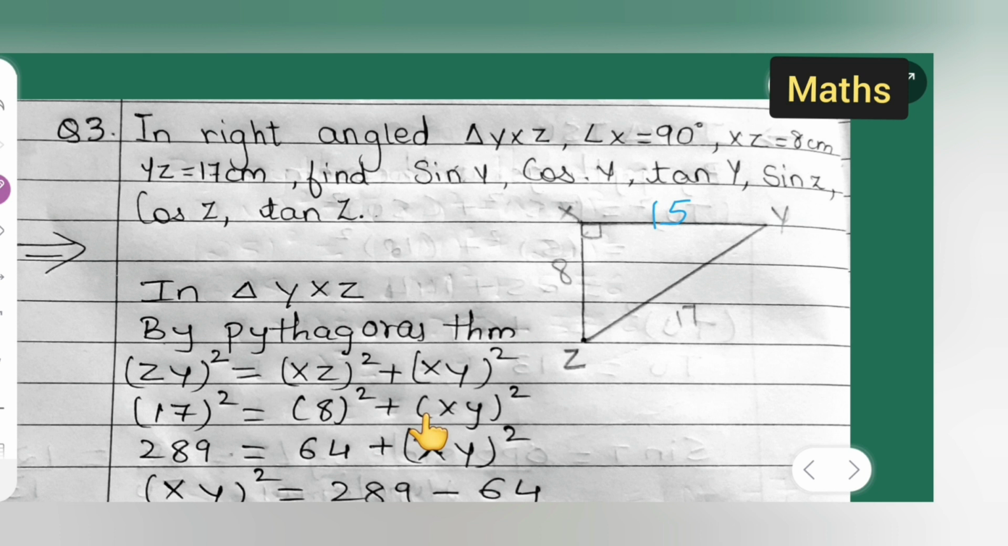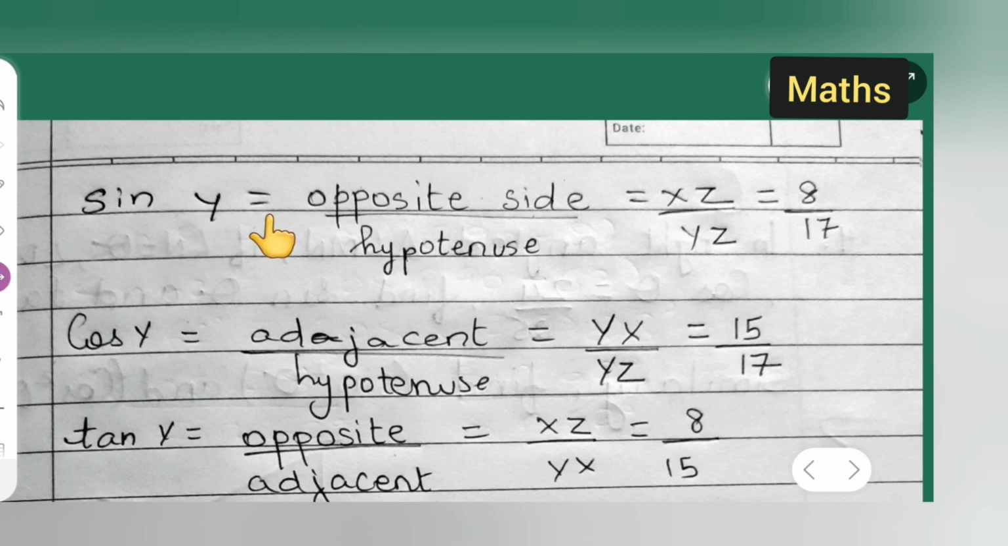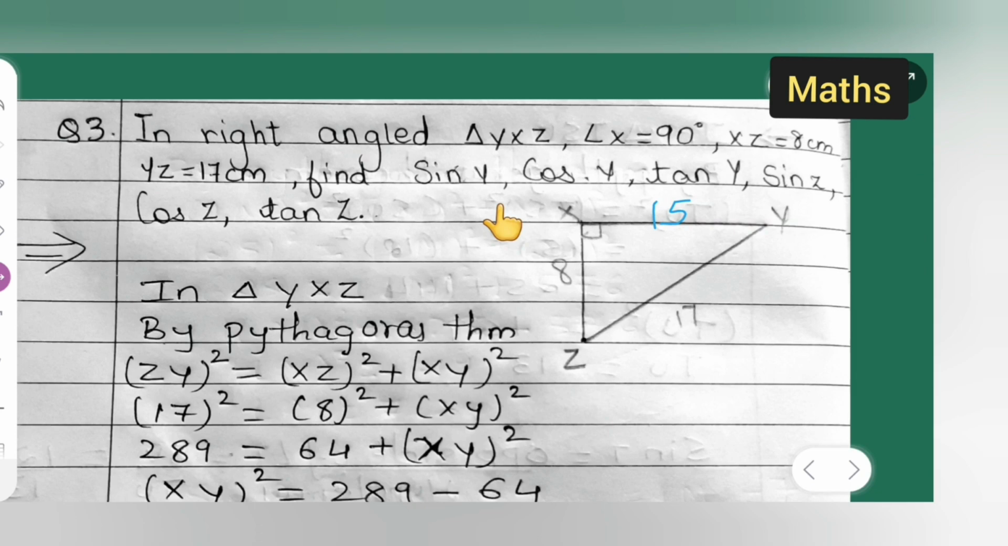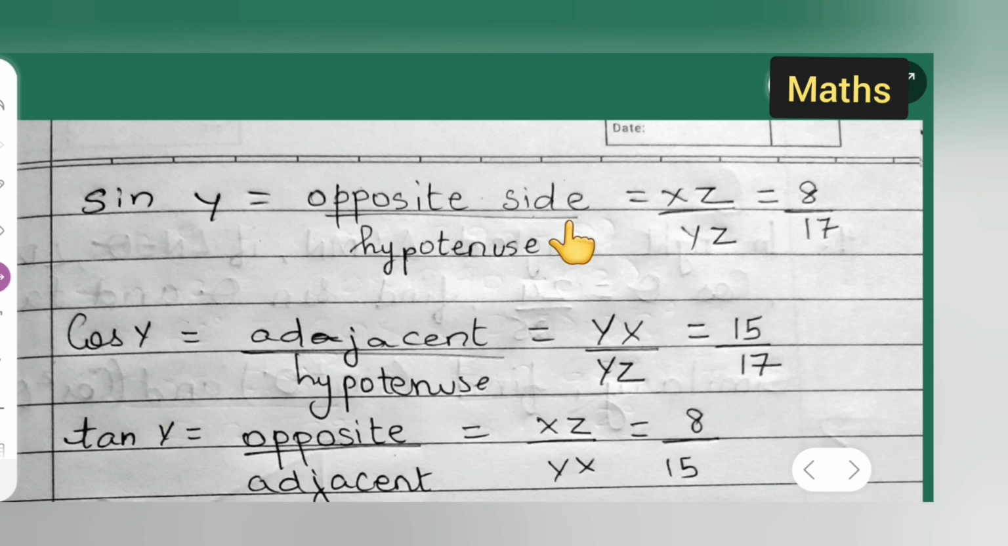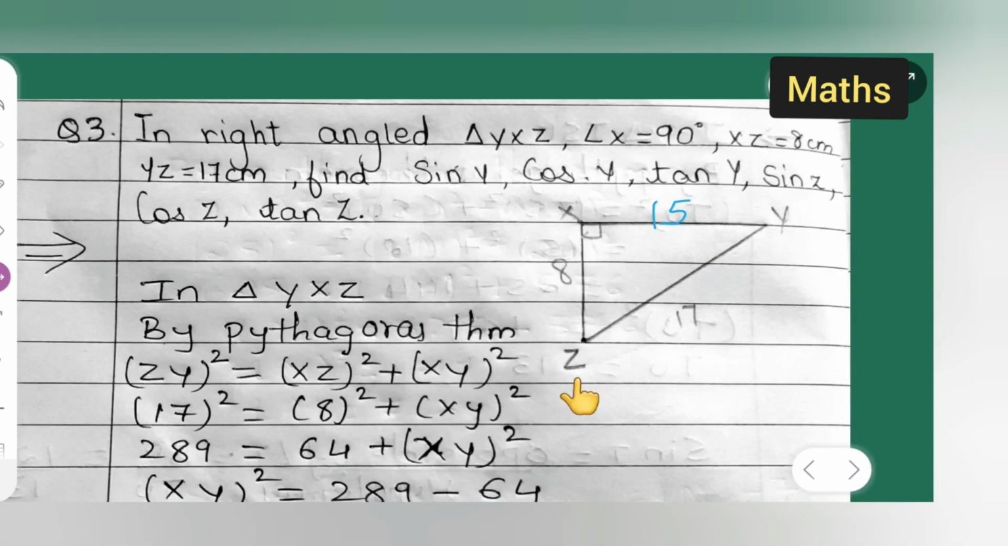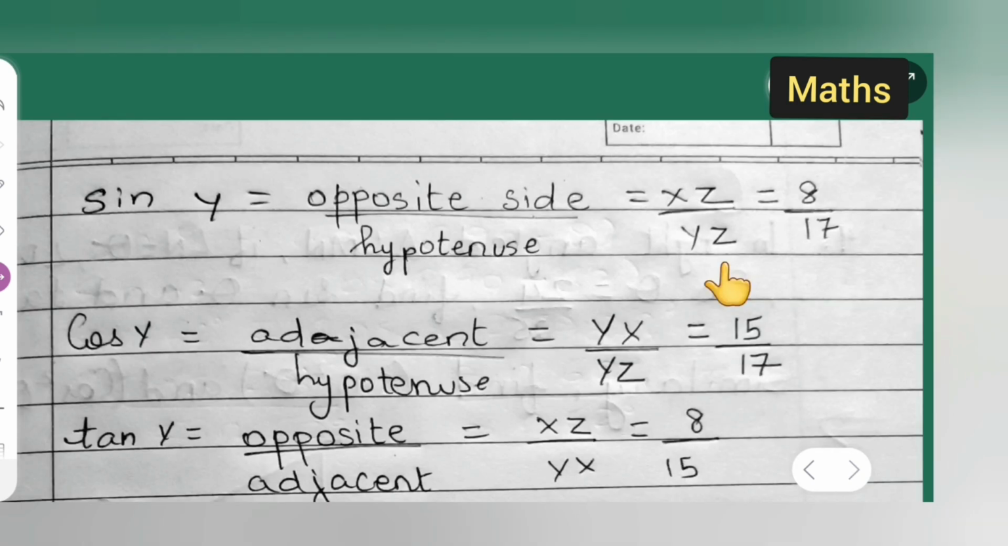Now it is easy to find sin y, cos y, tan y, sin z, cos z, tan z. Let us find sin y first. Sin y is opposite side of angle y upon hypotenuse. The opposite side of angle y will be XZ upon hypotenuse YZ. So XZ upon YZ. Now XZ is how much? XZ is 8 upon YZ is 17. So 8 upon 17.